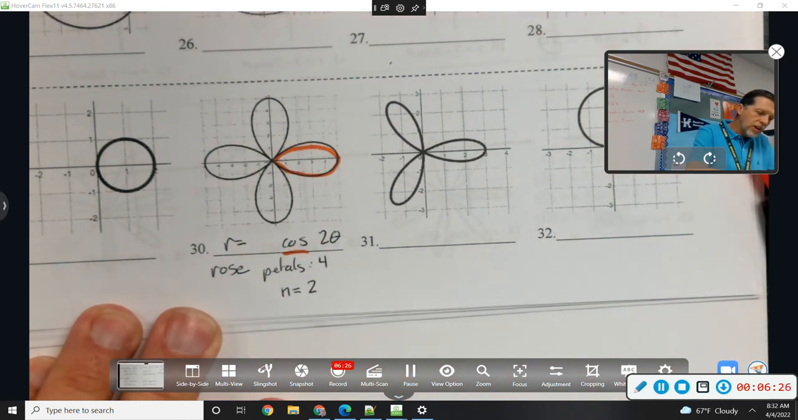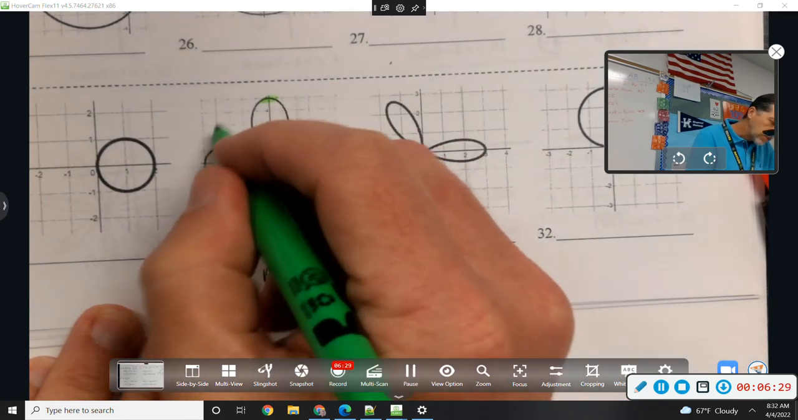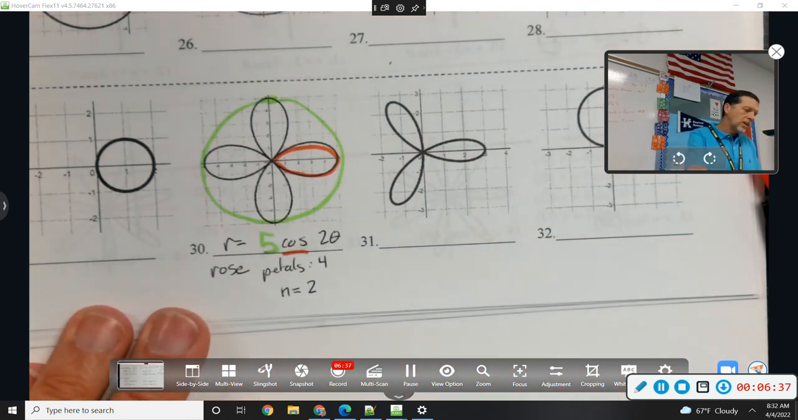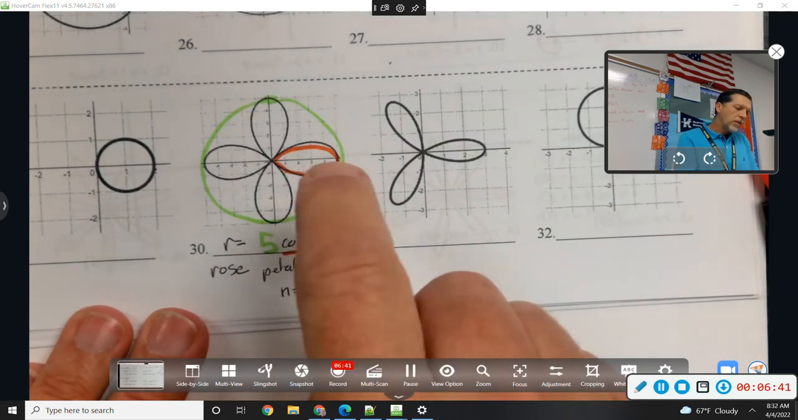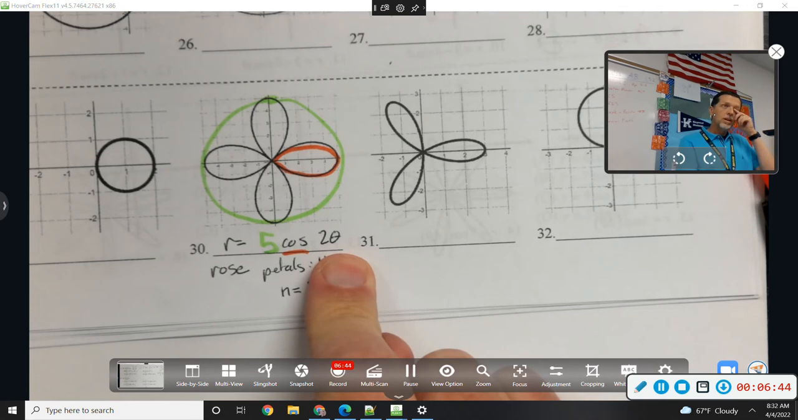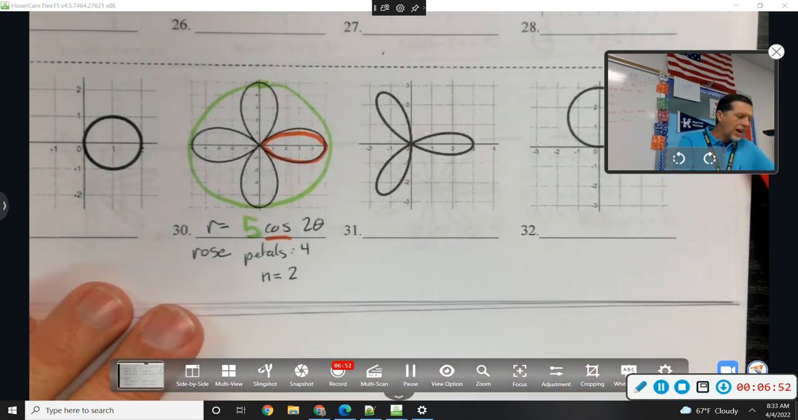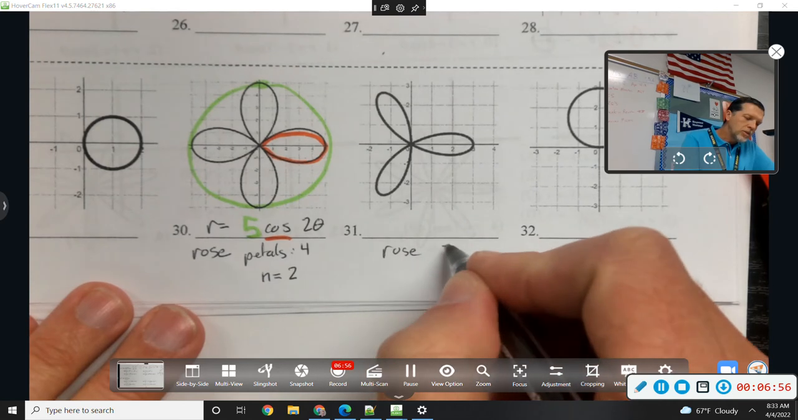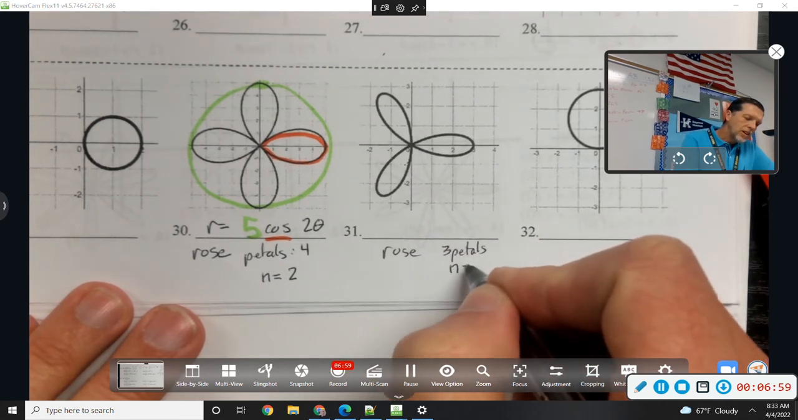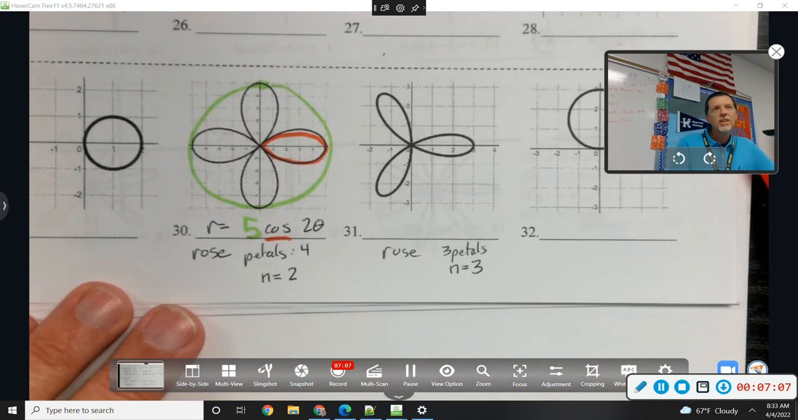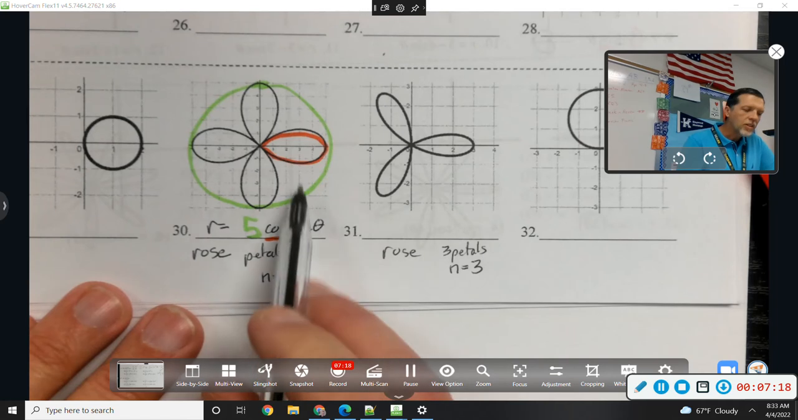And then what's the coefficient out front? How far out do we go? So 5 cosine 2 theta. And how'd you get the 2? Because if there are 4 petals, n would have had to be 2. Because if n is even, then there are 2n petals. If n is odd, then you have n petals. For example, if n is 3, then we have 3 petals. So odd is n petals, and even is 2n. So if n is 2, then there are 4 petals.